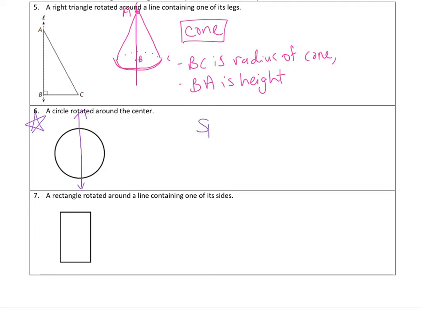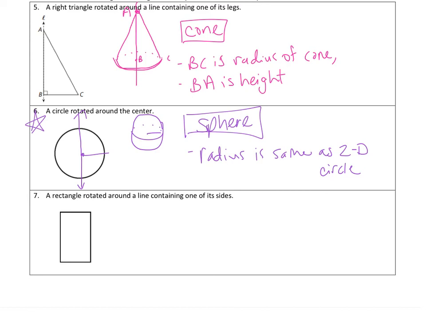You should have chosen that it creates a sphere. So if you think of spinning a penny on the desktop, it's going to make a sphere. And here's my really badly drawn sphere. So my radius is still the same radius of this original figure.